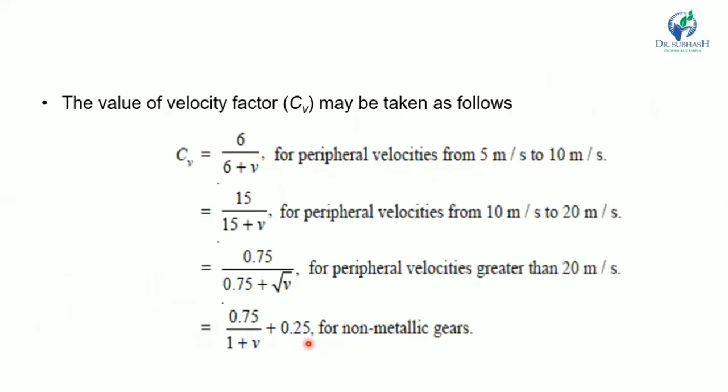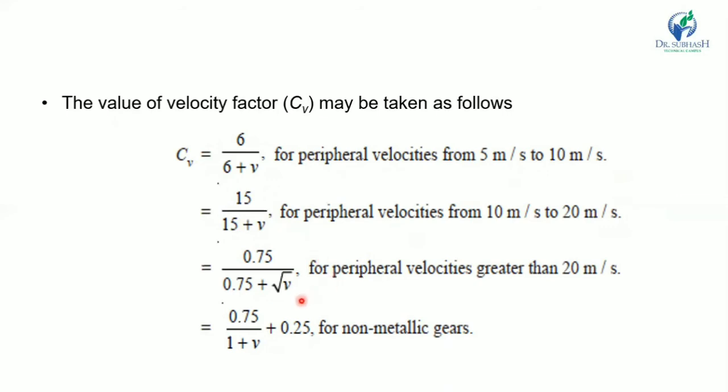Now, different values of the velocity factor CV may be taken as CV is equal to 6 upon 6 plus V, where V is the pitch line velocity, and the value of CV depends upon the pitch line velocity. So for the peripheral velocity from 5 meter per second to 10 meter per second, we are using CV is equal to 6 upon 6 plus V. And for the peripheral velocity from 10 meter per second to 20 meter per second, the value of CV is given by 15 upon 15 plus V.